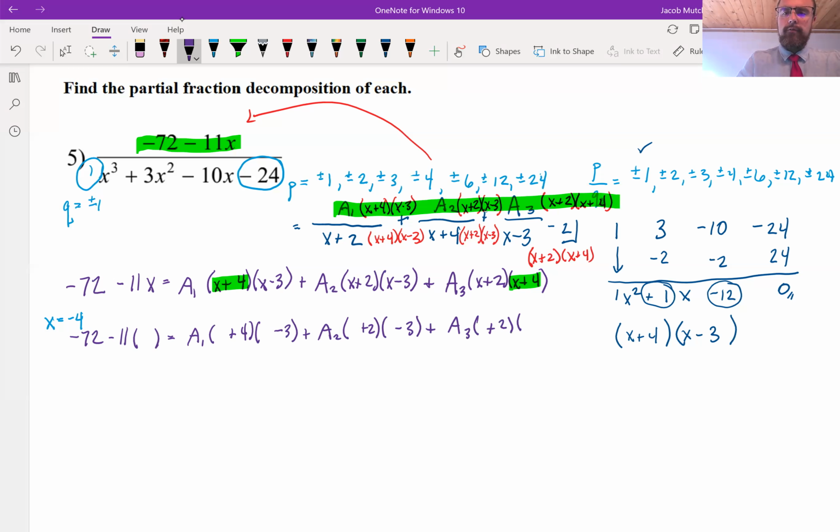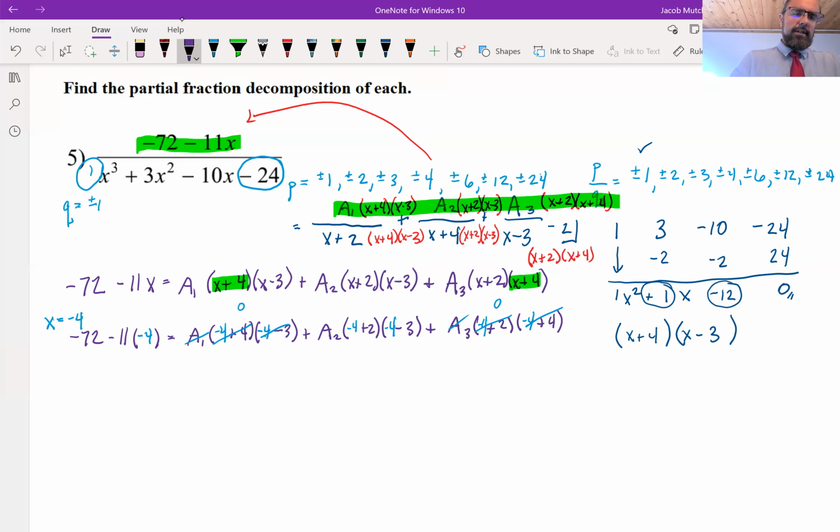And again, what we're looking for are some cancellations. So right away on this first one, I see negative 4 plus 4 is 0, which is going to zero out that whole product. We'll come back to the A sub 2 term because that will not zero out. We'll see how that works. But A sub 3, because of this negative 4 plus 4, will zero, and that whole last product will zero out. So now what I've got is negative 72 minus 11 times negative 4.